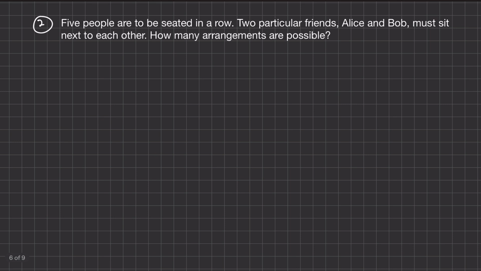So here is the second problem. 5 people are to be seated in a row. 2 particular friends, Alice and Bob, must sit next to each other. How many arrangements are possible? Just like the last question, let's first try to decide, does order matter or not? We'll represent the 5 people as A, B, C, D, and E, and we know there's 5 spots, because it said that 5 people are being seated in a row. So all 5 are included.